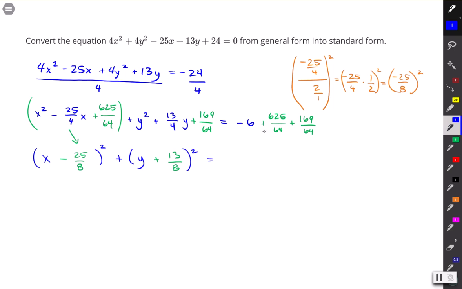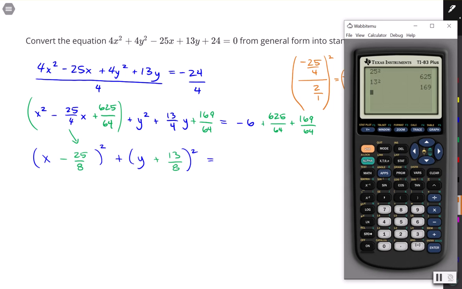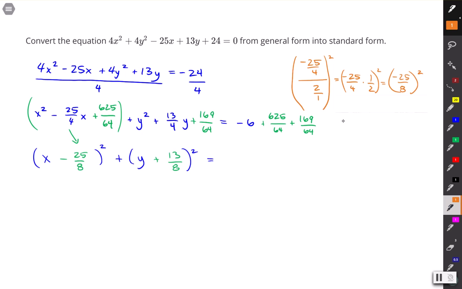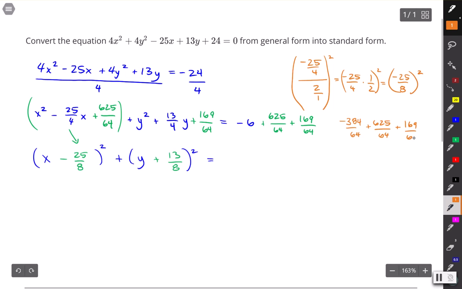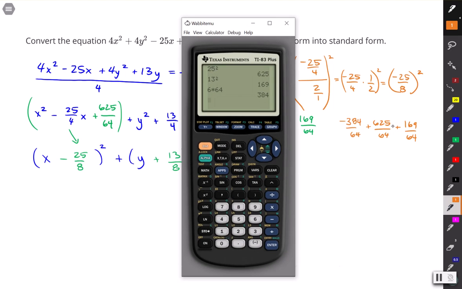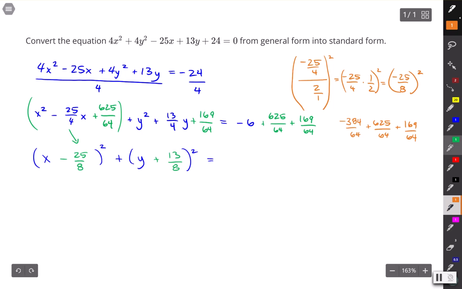Now it looks like we have some work to do with this other side of the equation for fractions. So let's see what we need to do here. First off, negative 6 written as a fraction with 64 in the denominator. Let's see, 6 times 64 is 384. So it's going to be negative 384 over 64 plus 625 over 64 plus 169 over 64. Whoops, 169 over 64. Let me try that again. All right, now the numerators we can add together. So negative 384 plus 625 plus 169. That's 410. So this is going to end up being 410 over 64.